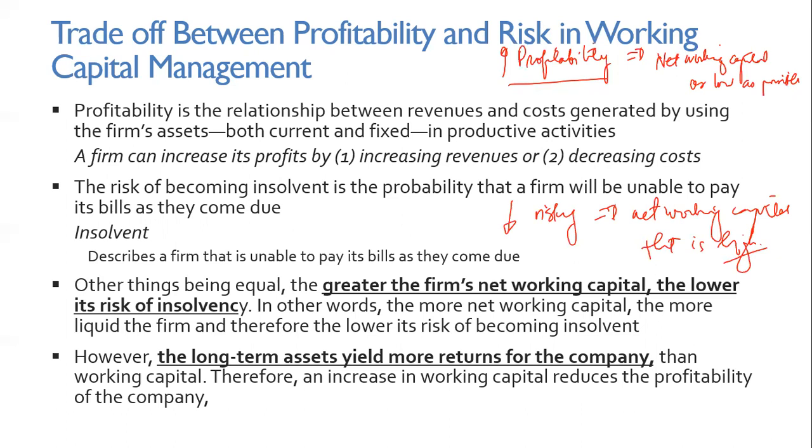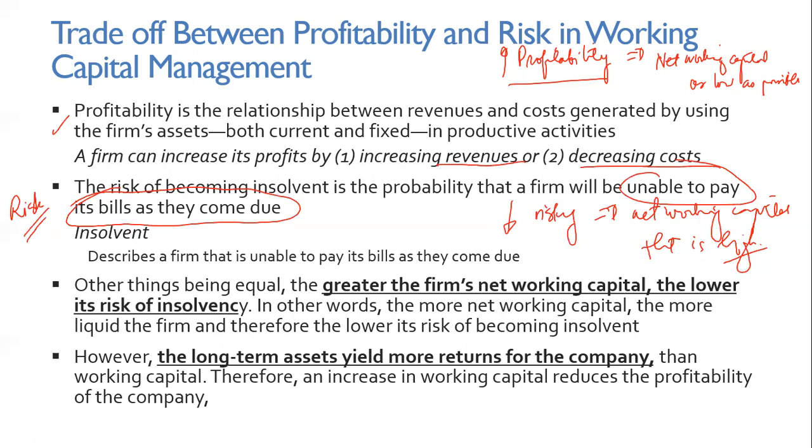So profitability is the relationship between revenues and cost. We know that already. How can a firm increase its profits? It can be increased by increasing revenues or decreasing costs. So that's what profitability is. The risk that we are talking about in working capital management is the risk of insolvency. The risk of insolvency is the probability that a firm will be unable to pay its bills as they come due. So illiquidity, being unable to pay its liabilities, that's the risk that we are trying to avoid.